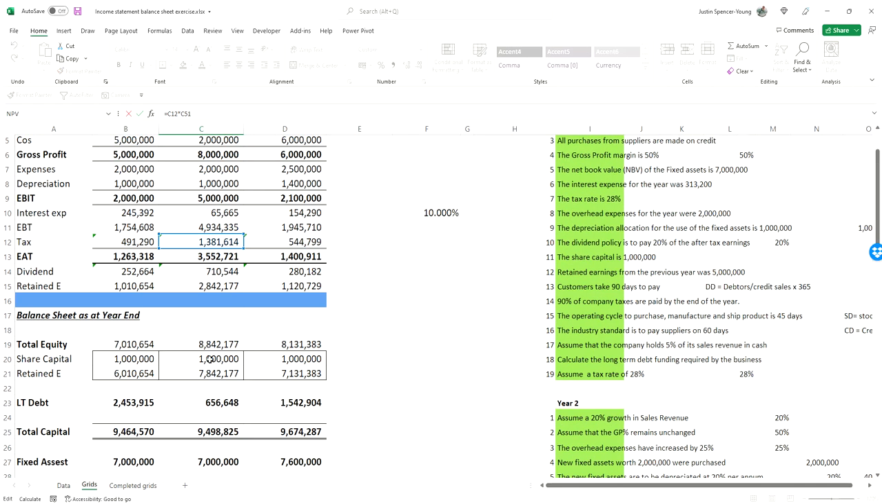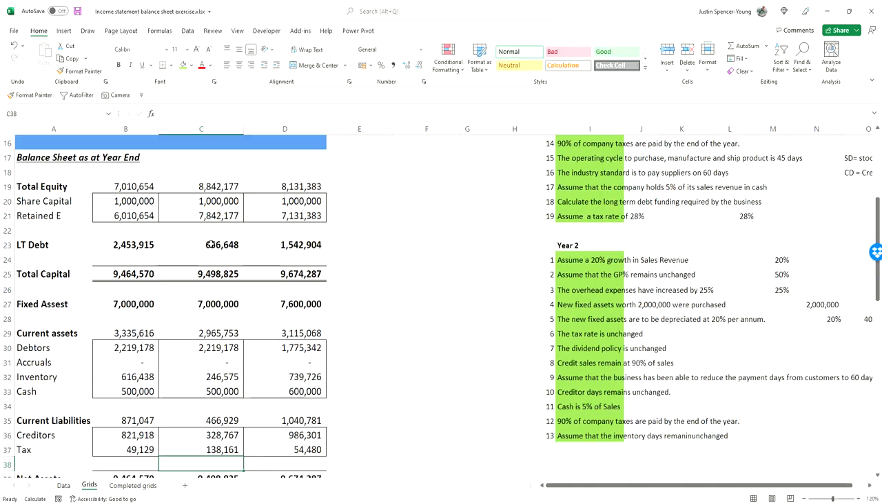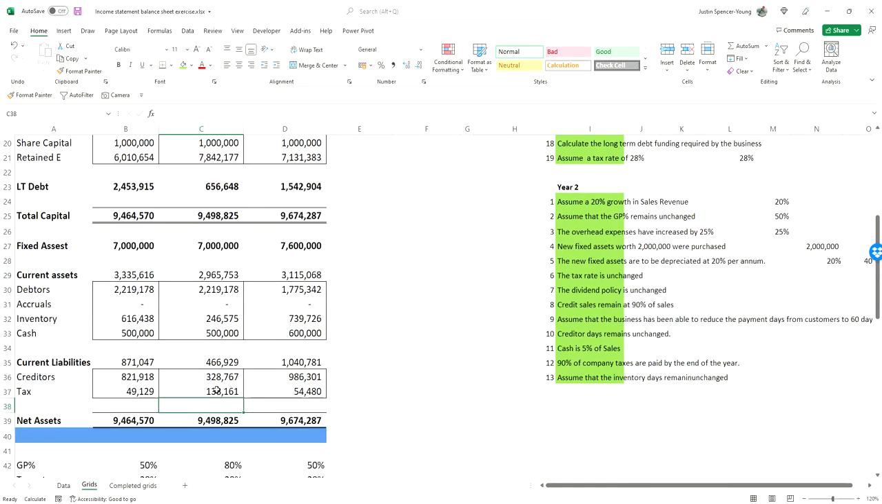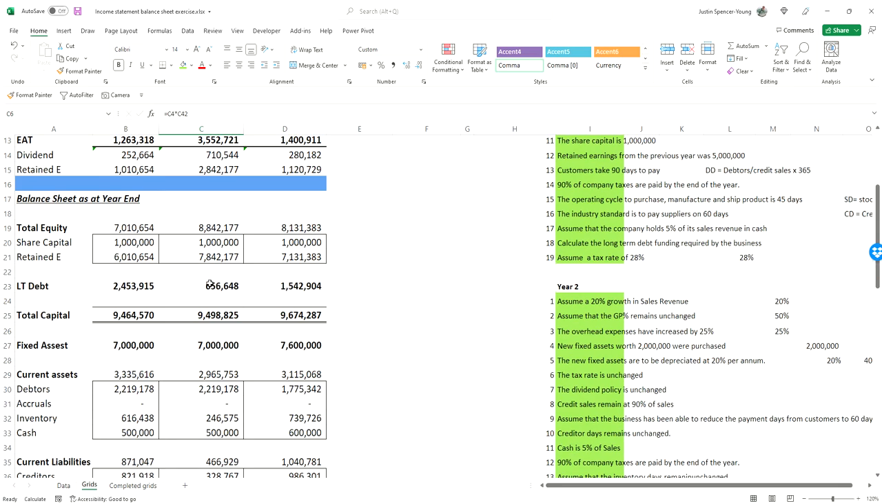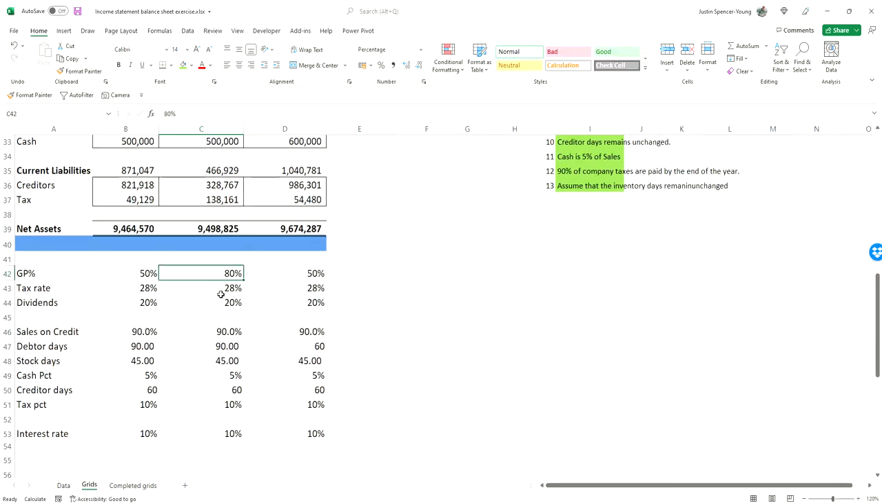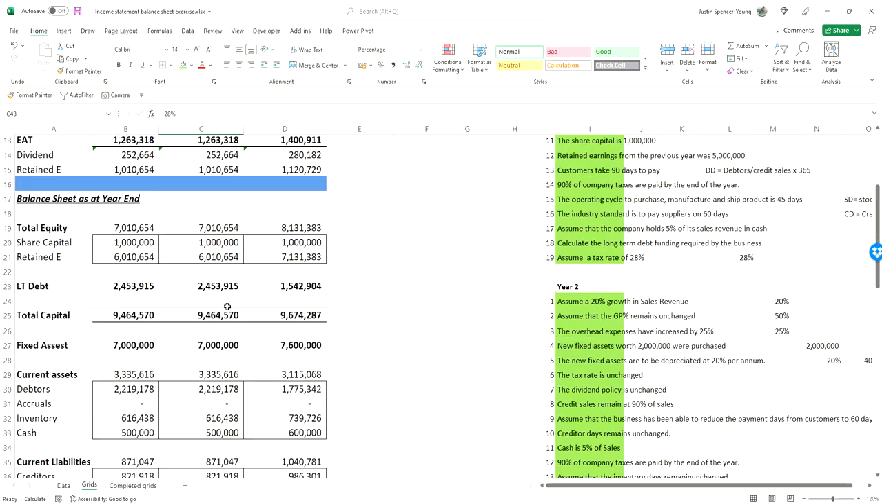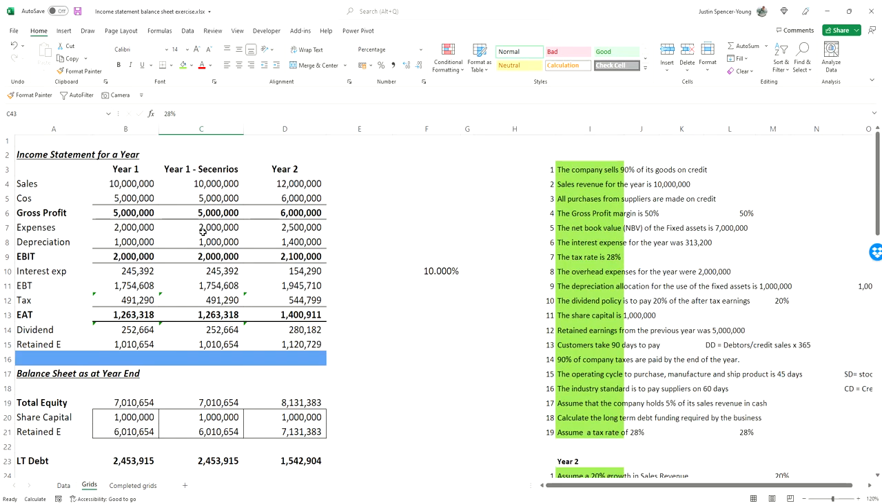Let me check my tax number here. So based on the taxes, we're paying more taxes because we've made more profits. So when you get to the end of the year, the portion outstanding is going to be higher. That makes sense. Okay, so all we did was we changed the gross profit, and we looked at the knock-on effect from doing that. Let's move that back to 50%. That's one scenario we can test.